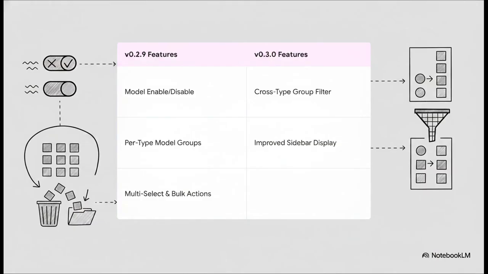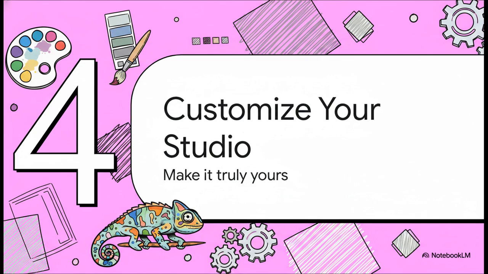So in version 0.2.9, we got that awesome model enable/disable feature we just talked about, a total lifesaver for cleaning up your UI. They also threw in multi-select and bulk actions so you can grab, say, 10 models at once and tag them all in one go. Huge time saver. Then, in version 0.3.0, they added a clever feature called the cross-type group filter. It basically just means your groups for LoRAs and checkpoints can now show up together when you filter, which makes finding things even faster.